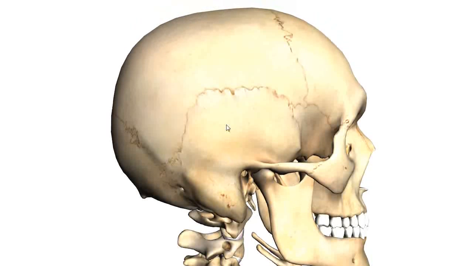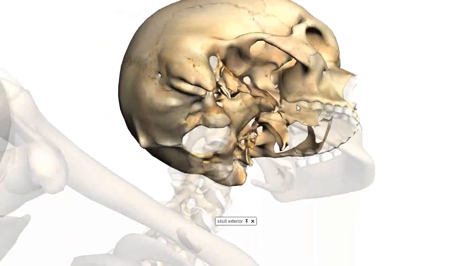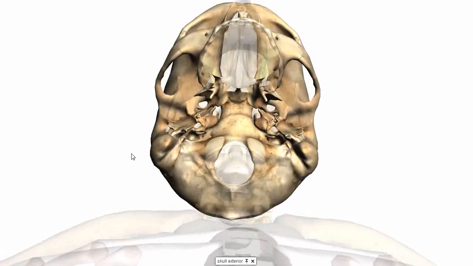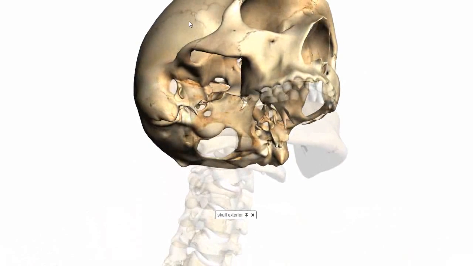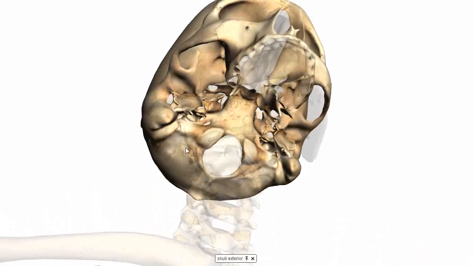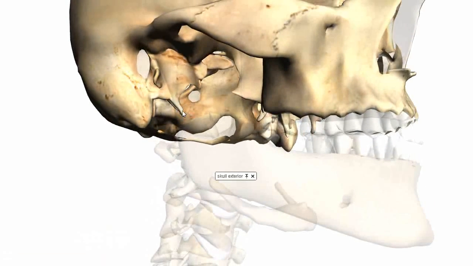So I'll just rotate this round so you can now see the petrous part of the skull. So the petrous part of the skull, well, if you just look at the temporal bone, you can see it runs all the way around here, and it's all of this bone here. So that's the mastoid process. We've also got this little pointy thing, which is the styloid process.